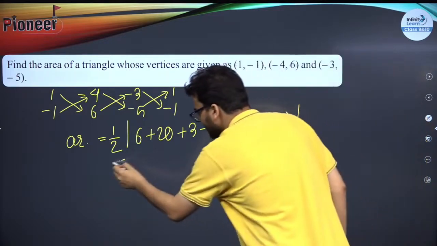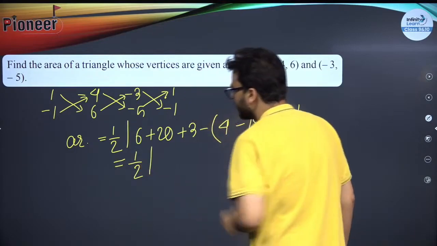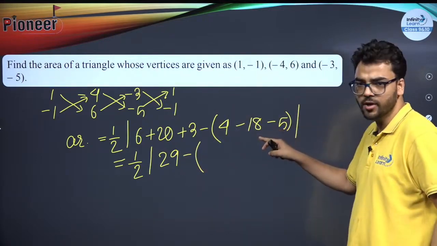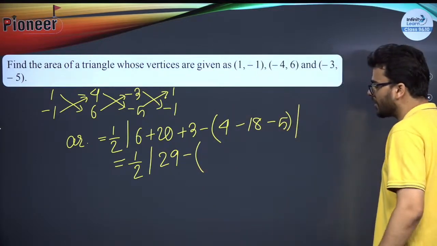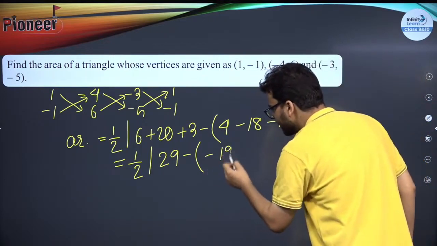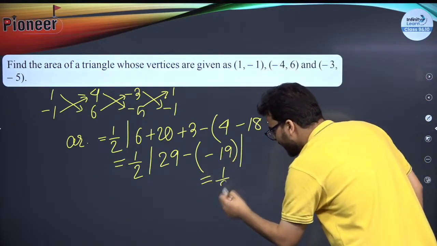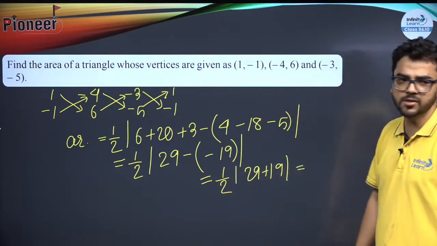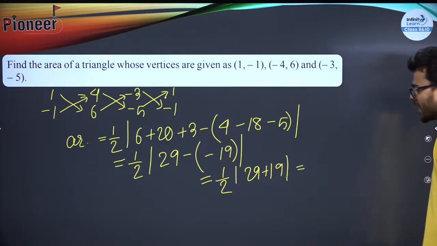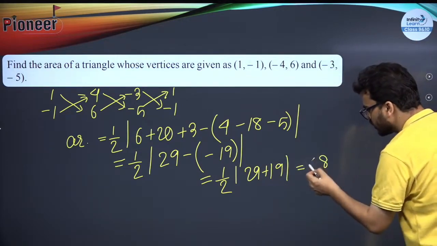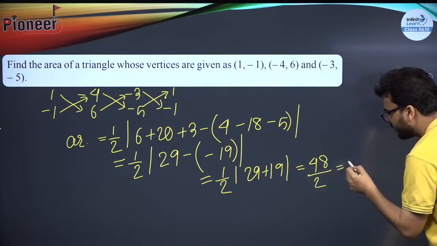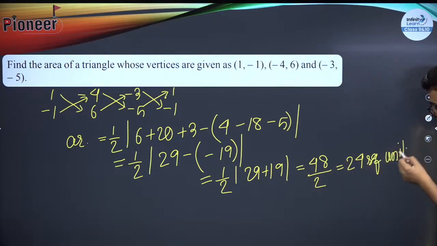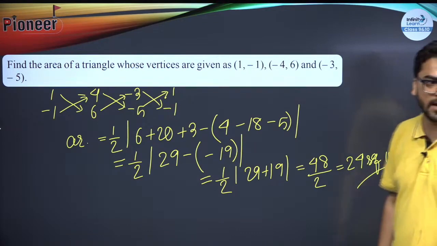Let's simplify to get the answer. So this is half into 29 minus, if you further simplify this thing, what are you going to get over here? This will be 23 and 4, so that is minus 19. So basically the area of this triangle is going to be 29 plus 19 by 2 over here, and that is positive once again, because modulus of positive number is equal to the same number. So that is going to be what, guys? So that is equal to 24 square units. So the area of this triangle is coming out to be equal to 24 square units using the formula to find the area of a triangle in coordinate geometry.